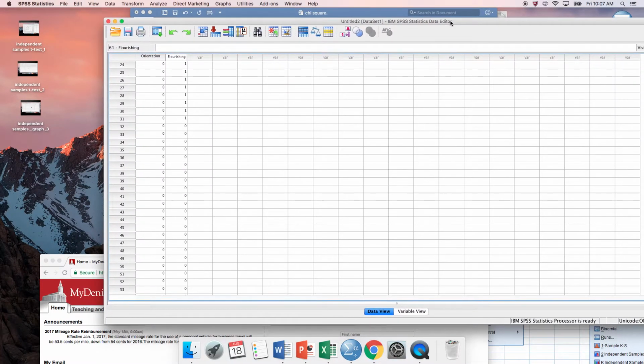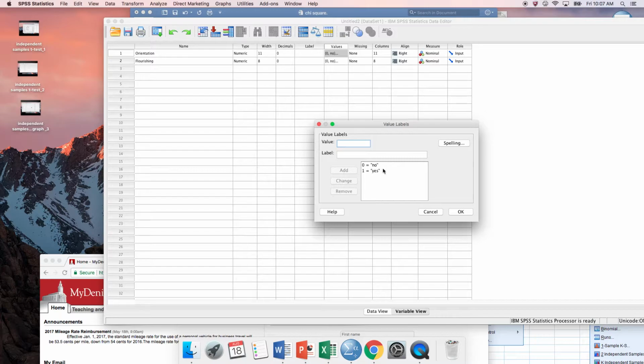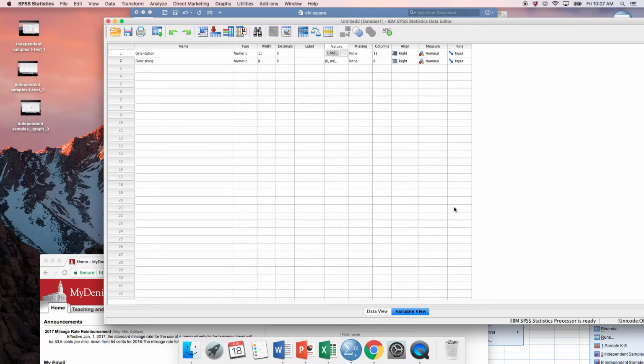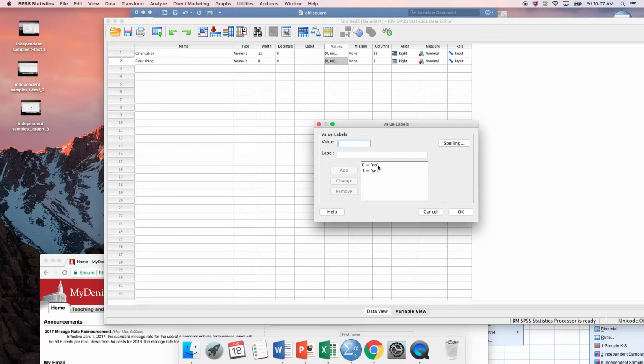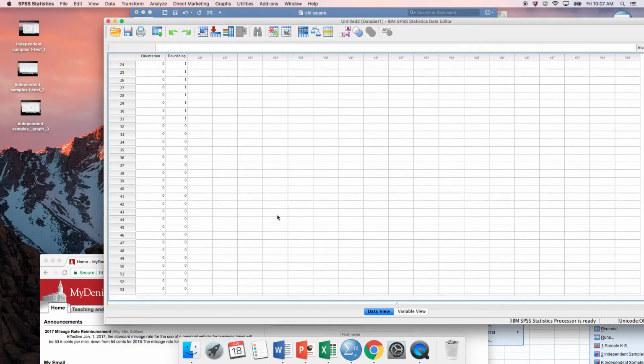So when we go into SPSS, our example data set involves orientation and flourishing. Let's take a look at this from the variable view. The orientation variable has two values. 0 is no and 1 is yes. And this is a nominal variable because it's a category. The flourishing variable also has 0 for no and 1 for yes. Now that we know that, we're going to do our analysis.